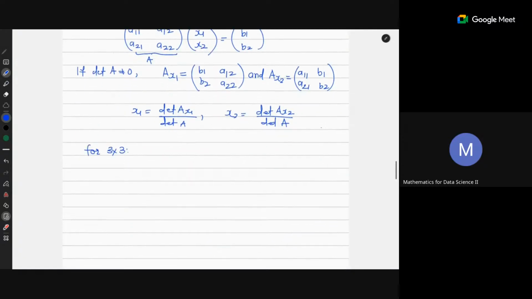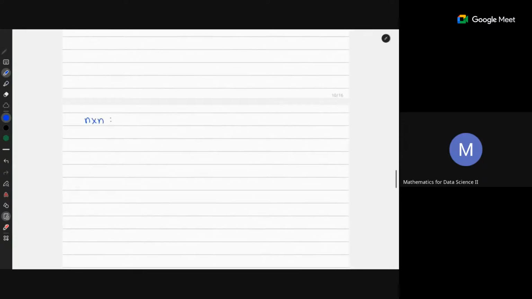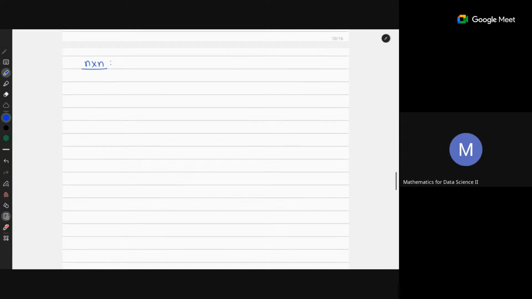All right. Now let me write down the general expression for an n cross n matrix. Suppose you have n equations and n variables: a11 x1, a12 x2, up to a1n xn is equal to b1, a21 x1, a22 x2 up to a2n xn equal to b2, and like that you have n many equations. Let me write down the last equation.